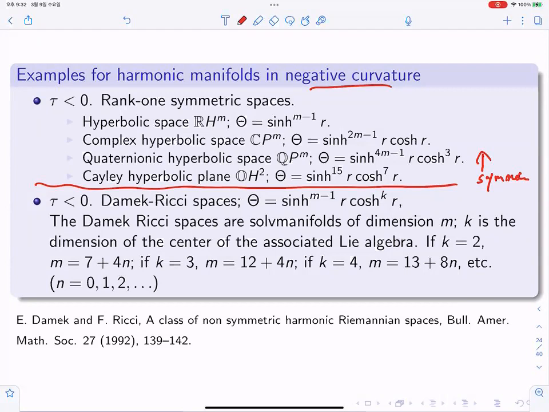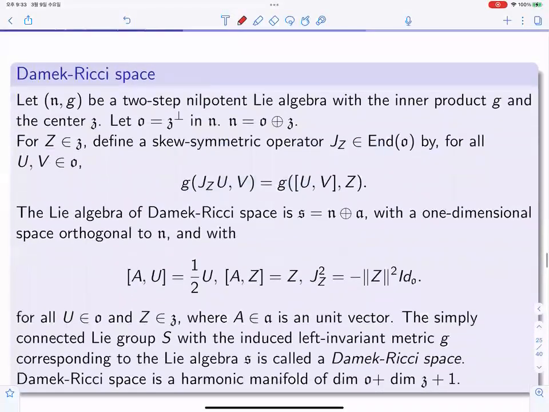So a Damek-Ricci space is a solvable manifold of dimension m. K is the dimension of the center of the associated algebra. If K is 2, then the dimension is 7 plus 4n. So the first example of a counterexample to the Lichnerowicz conjecture is dimension 7. Lichnerowicz conjectured that harmonic spaces are flat or rank one symmetric spaces, but Damek and Ricci found the counterexample. Here k equals 3, then k equals 4, and so on. So there are lots of Damek-Ricci spaces. Okay, let me briefly introduce the Damek-Ricci space.